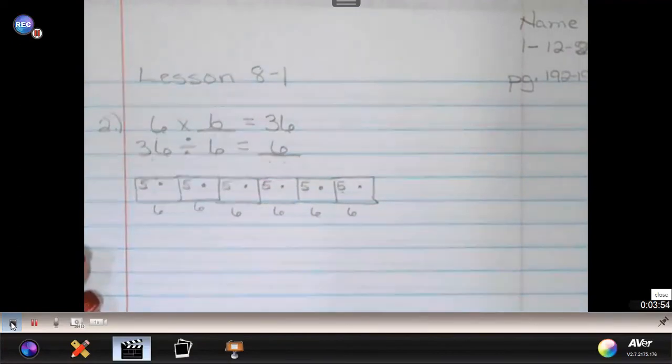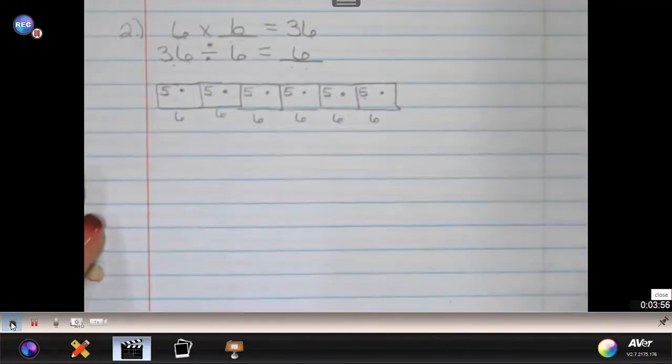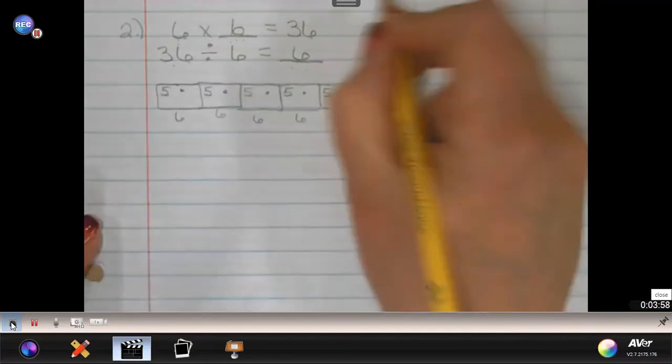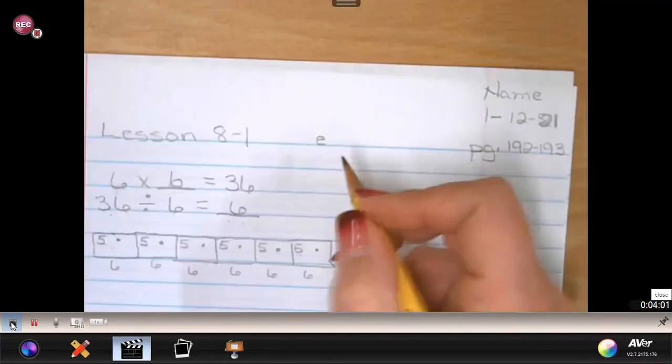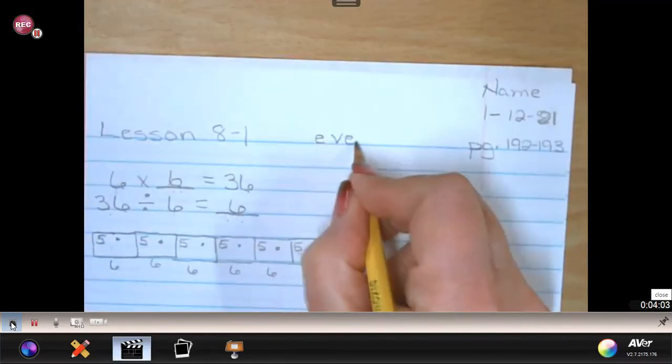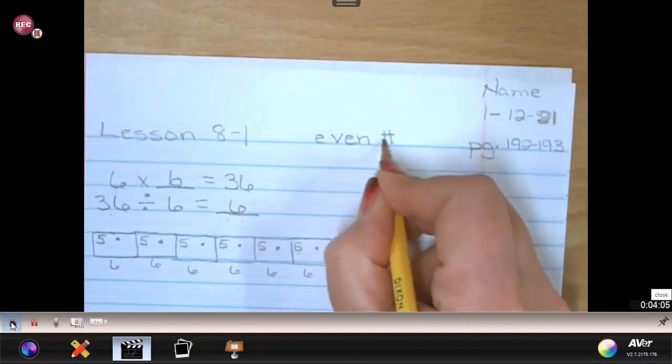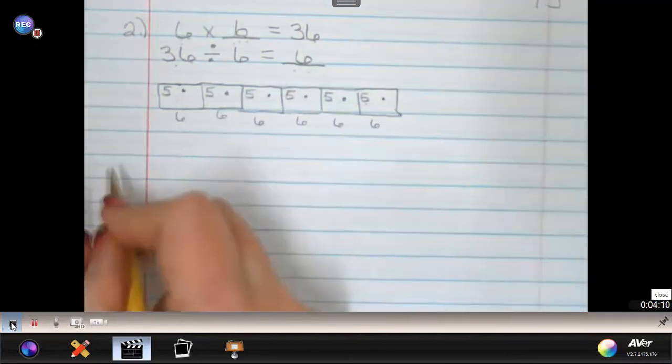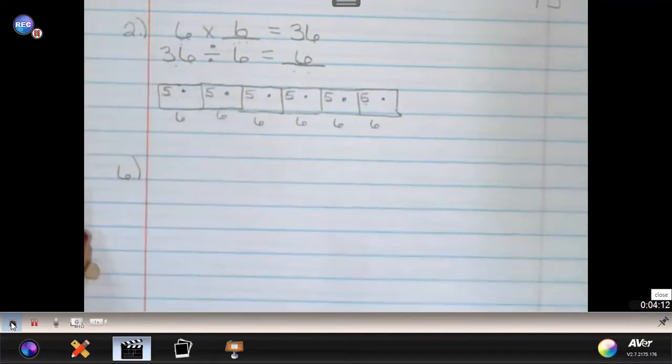So I'm going to go ahead and skip to number 6 because this was even numbers. So maybe I might want to put that up here at the top of my paper. That way it reminds me that I only had to do the even numbers for this particular assignment. So number 6 is asking us to look at the fact family for 5, 6, and 30. And it's asking us, what do you notice about the products and the dividends?